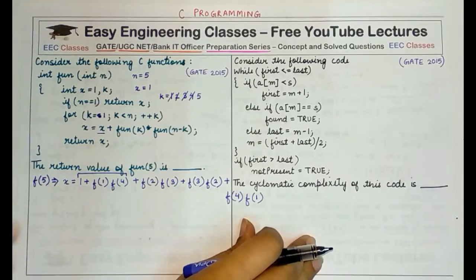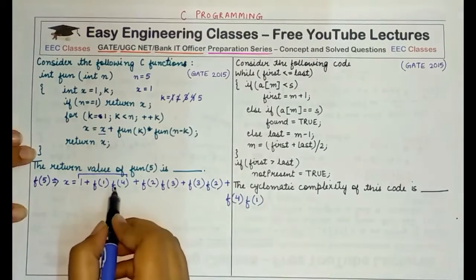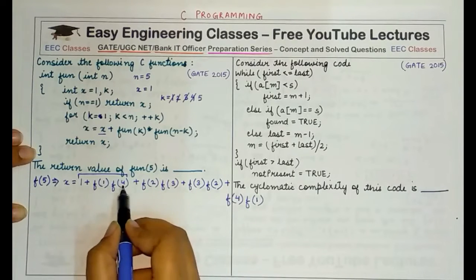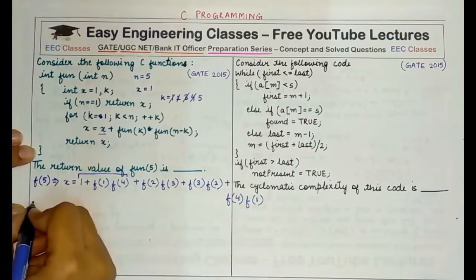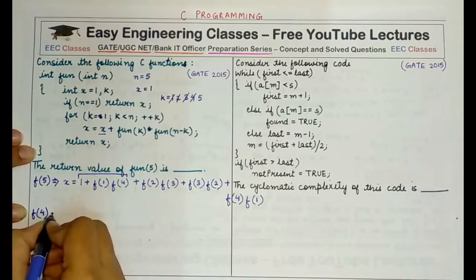Alright, now in this expression we need to first calculate different values like f of 4, f of 3, f of 2 and f of 1. That means fun of 4, 3, 2 and 1. So let's calculate. F of 4 would run on similar lines.